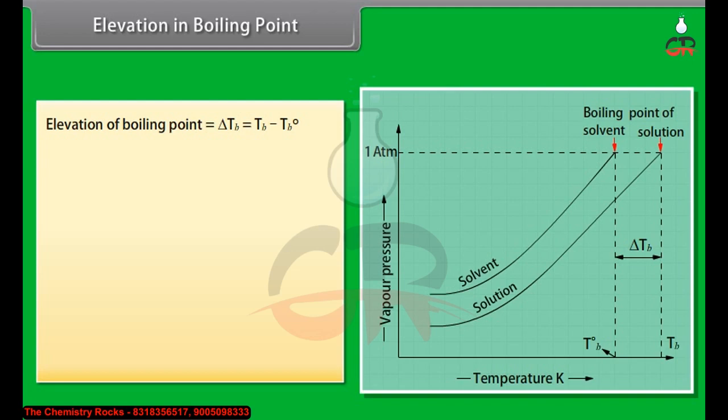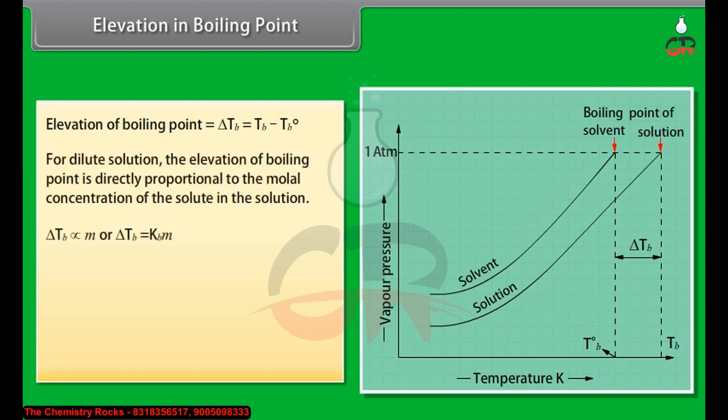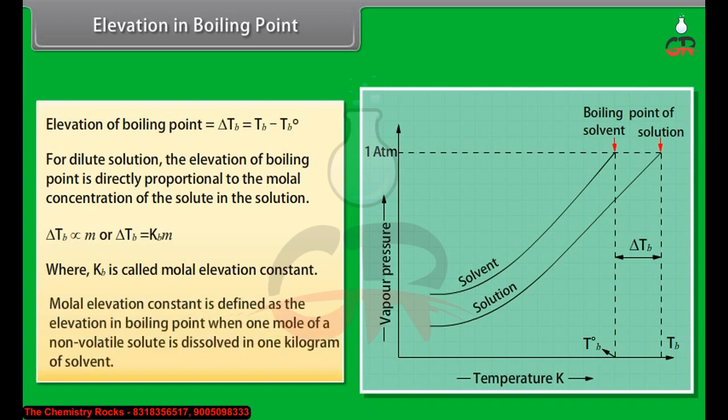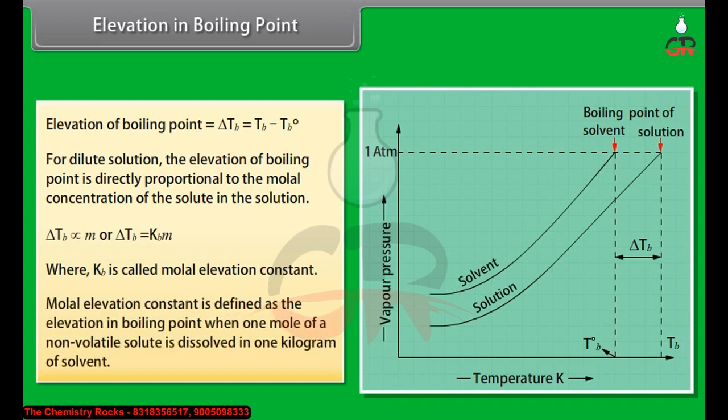For dilute solution, the elevation of boiling point is directly proportional to the molar concentration of the solute in the solution. Kb is called molar elevation constant. Molar elevation constant is defined as the elevation in boiling point when 1 mole of a non-volatile solute is dissolved in 1 kilogram of solvent. Depression in freezing point.